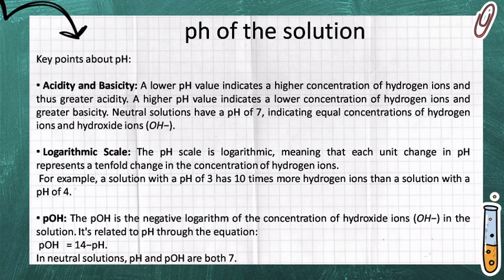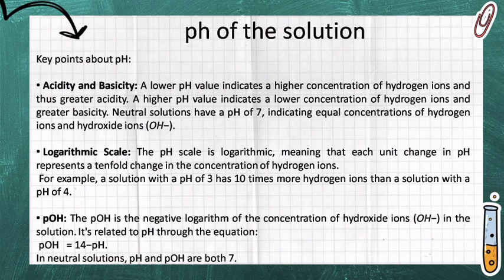B. Logarithmic scale. The pH scale is logarithmic, meaning that each unit change in pH represents a tenfold change in the concentration of hydrogen ions. For example, a solution with a pH of 3 has 10 times more hydrogen ions than a solution with a pH of 4.